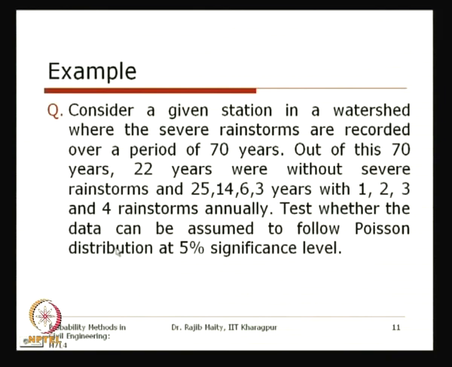Test whether the data can be assumed to follow Poisson distribution at 5% significance level. So here, as you can see, we are hypothesizing whether the data that we have recorded follows the Poisson distribution or not, and the significance level is given as 5%.